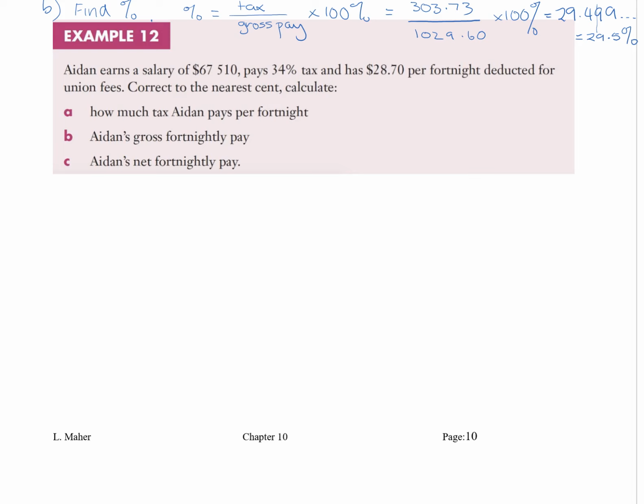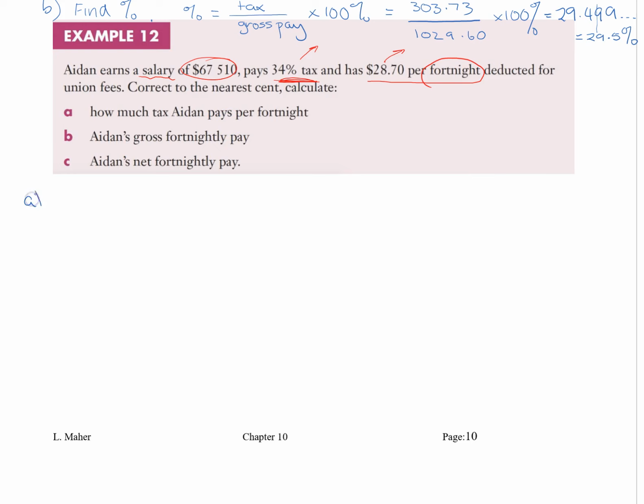But let's look at this example and follow the process that we've been establishing, in that we're going to underline the important things. So we're underlining salary, this amount. He pays 34% tax. Obviously that's going out. He has $28.70 per fortnight taken out, deducted for union fees. Correct to the nearest cent, calculate how much tax Aidan pays per fortnight.